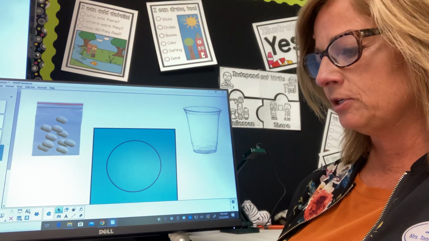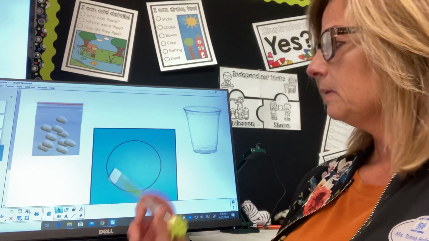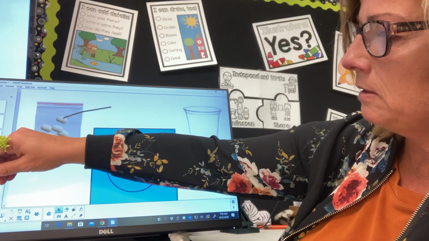take 5 counters out of the bag. Okay? So out of this bag, I'm going to take 5 counters out. Whoops. I don't know why it did that.